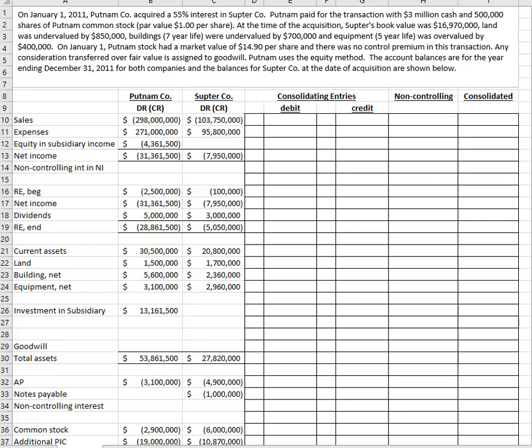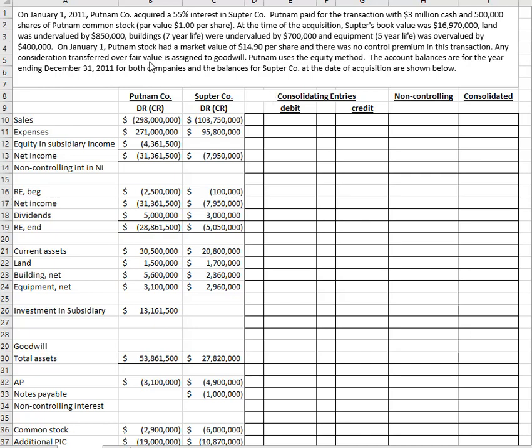So we're going to be working on consolidating two firms where the parent doesn't own all of the subsidiary. And so we have non-controlling interest, meaning that an outside party owns part of the subsidiary, so we have to back out their portion of the subsidiary's income and dividends and assets, net assets. So let's go ahead and do that.